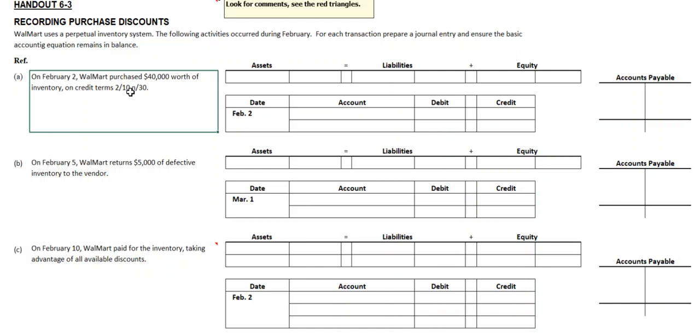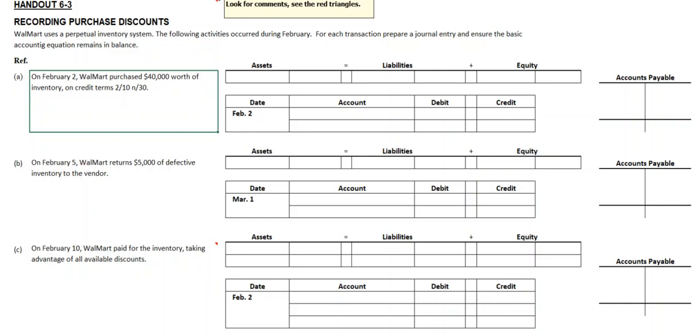On February 2nd, Walmart purchases $40,000 worth of inventory on credit with terms 2/10, net 30. That means we get a 2% discount if we pay within 10 days. Otherwise, the full or net amount will be due within 30 days. So if we pay within 10 days, we get a 2% discount on whatever we pay. Whatever we don't pay is due within 30 days. So let's go ahead and take a look at that transaction on February 2nd.